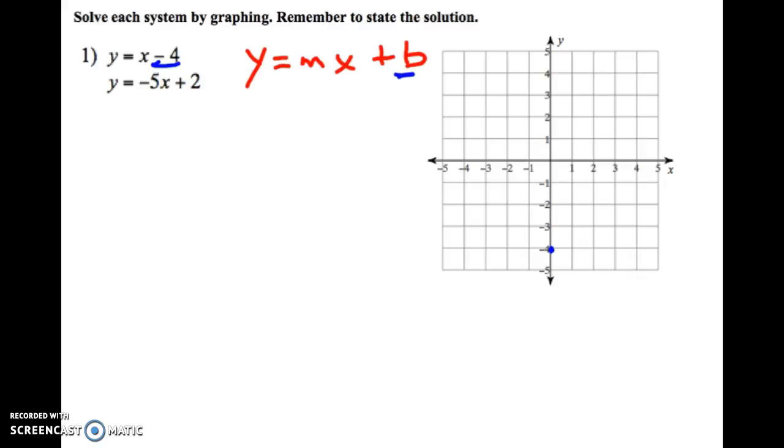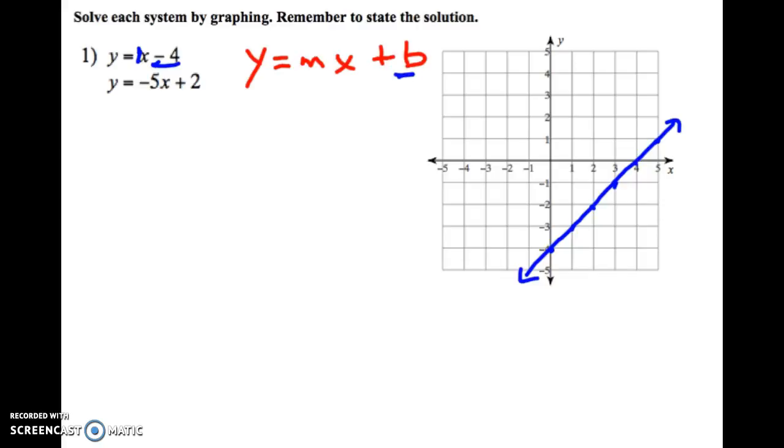There's no number in front of the x, so that means the slope is like 1 or 1 over 1. So we're going to go up 1 over 1. And we can keep repeating that. And we sketch in our line.